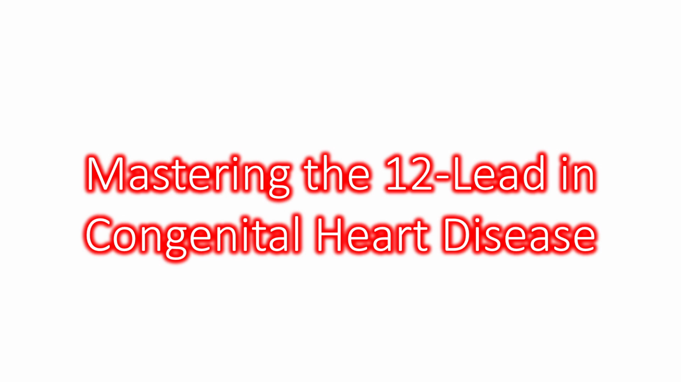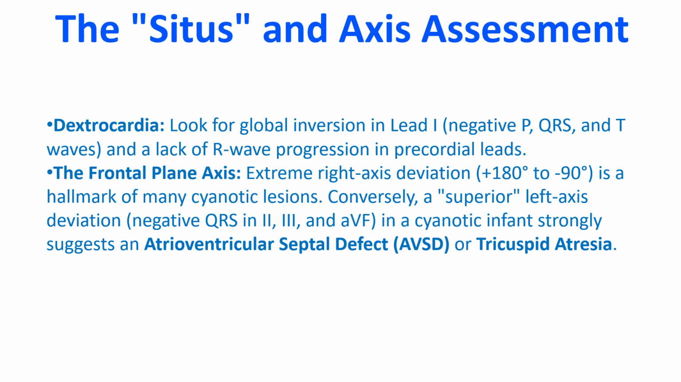Mastering the interpretation of a 12-lead ECG in the context of congenital heart disease requires moving beyond standard adult ischemia-centric thinking. In congenital heart disease, the ECG is a map of hemodynamic stress, reflecting chronic pressure or volume overloads that have physically reshaped the myocardium.